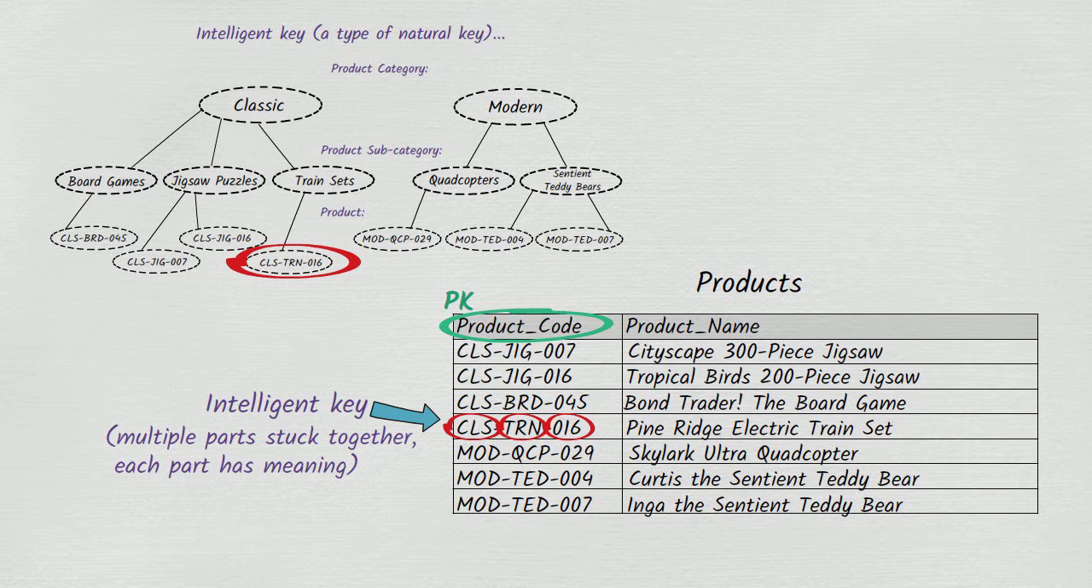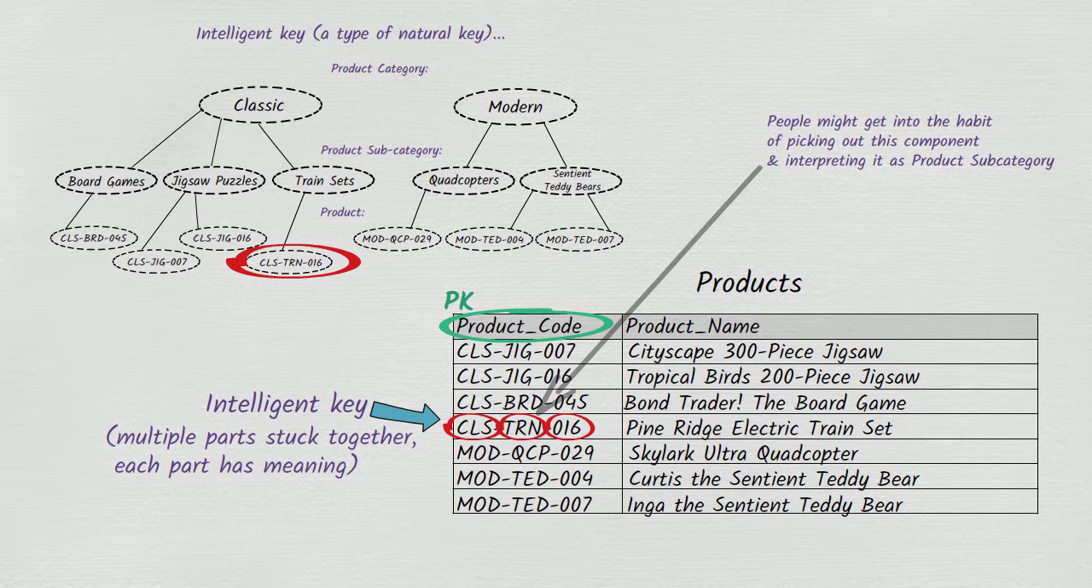For example, people might devise reports that show product sales by product subcategory, and to accomplish this, they might rely on being able to recognize the product subcategory from the middle component of the product code, the part of the product code that has values like JIG for jigsaw, BRD for board game, and so on. This is a very risky approach that will stop working if the company ever changes the format of its product codes. No one should ever assume that the product subcategory can be extracted from the product code. Instead, the product subcategory should be recorded explicitly in the database in its own column, and people should be encouraged to make use of that column.